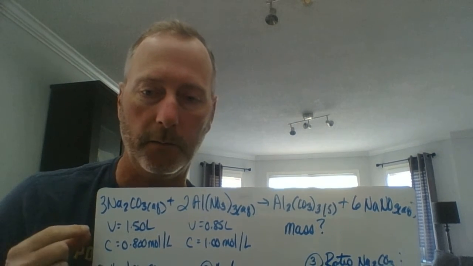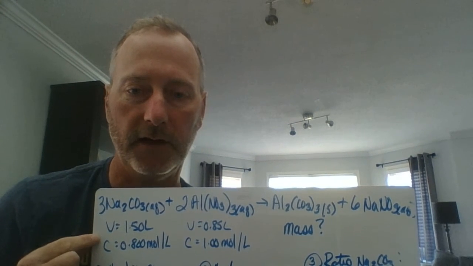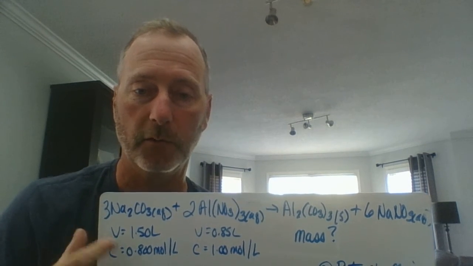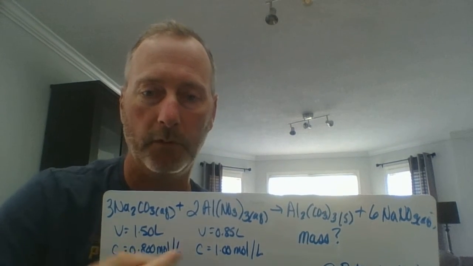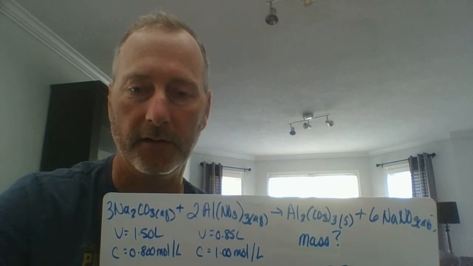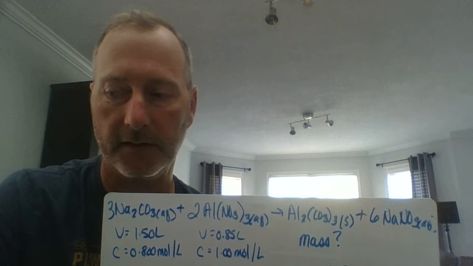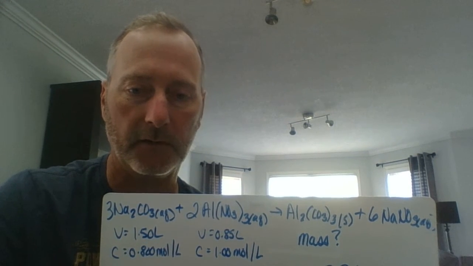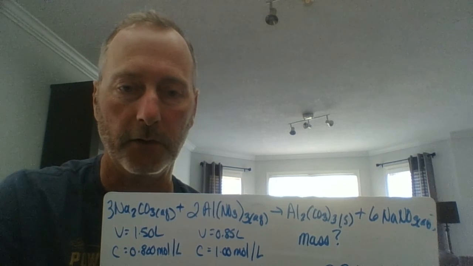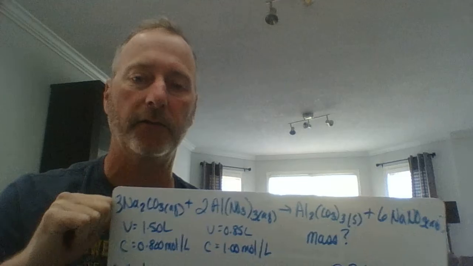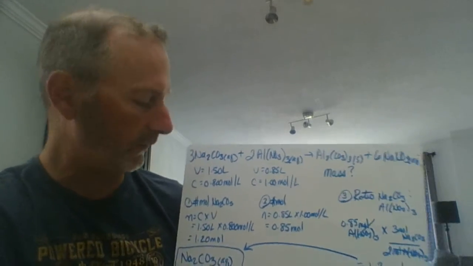You can tell hopefully that having C and V, the other part of that equation, C equals n over V, we can find the number of moles of each one. And then once we find the number of moles, we can use the mole ratio to determine which one is limiting and which one is in excess. We always use the one that's limiting, because that's the one that stops the reaction because it gets used up first. And then another mole ratio with our product in order to find our mass. So let's take a look and see what that looks like.